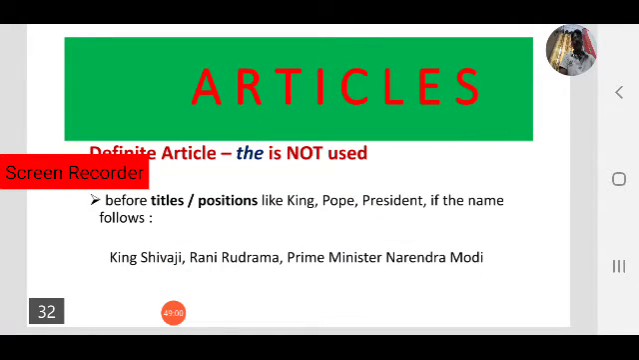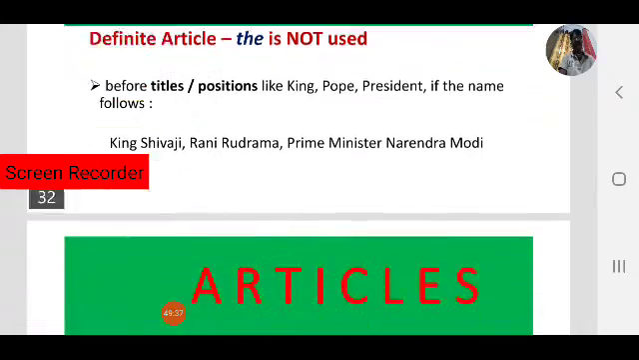Okay, next, before titles and positions like king, pope, president, when the name follows, in those cases we need not use the definite article. King Shivaji, not the King Shivaji. Rani Rudrama, not the Rani Rudrama. Prime Minister Narendra Modi, not the Prime Minister Narendra Modi. We can use the king, no problem. The Rani, no problem. The Prime Minister, we can use. Commonly we use the Prime Minister, but not the Prime Minister Narendra Modi.